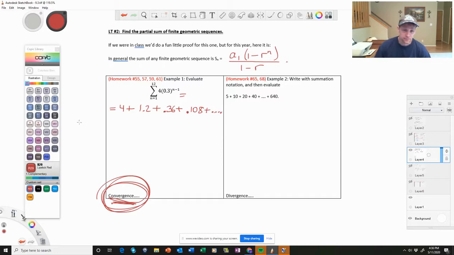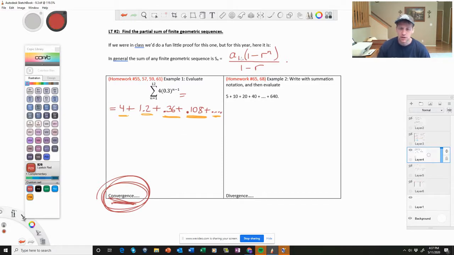We can estimate it. Let's see. 4 plus 1.2 is 5.2. Plus this, it'll be 5.56. This will give me about 5.7-ish. So it's probably not going to ever reach 6 because these numbers are getting smaller and smaller. Well, let's find out what the first 12 terms are going to equal.